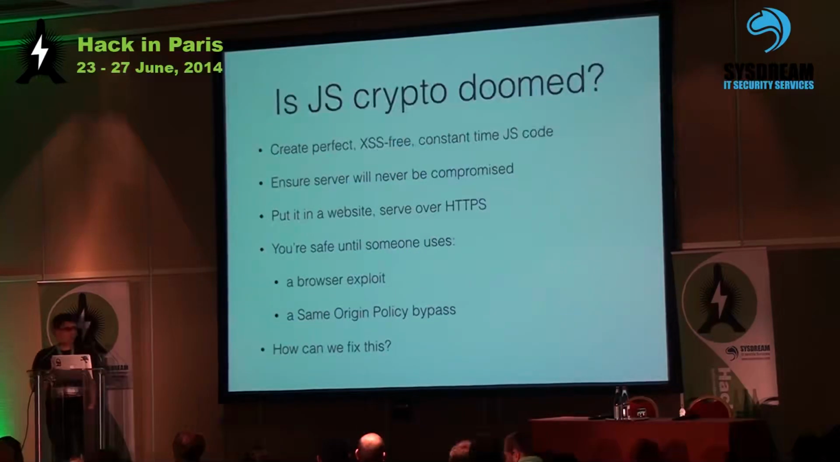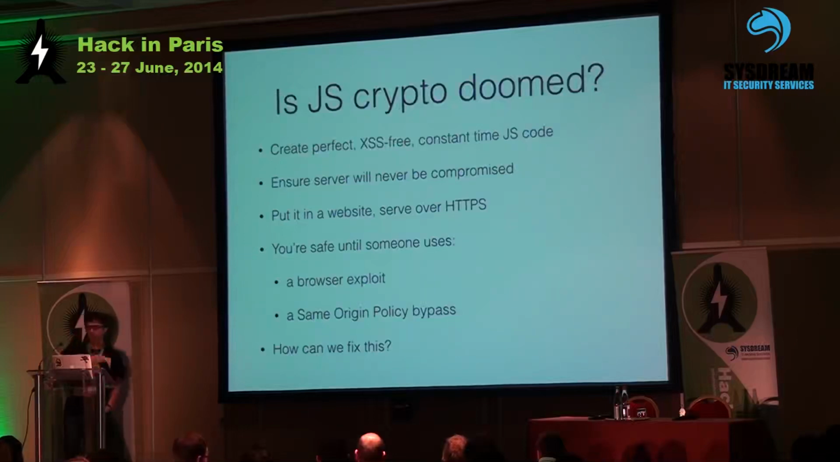So is JS crypto actually doomed? Shall we never look at it? Because you create a perfect, access-free JS application. It's constant time, there are no side channels at all. You ensure that your server will never get compromised, and you also earn the trust of your users that you don't backdoor your code. You put this in a website, have perfect forward secrecy, the NSA never gets your keys, whatever, you serve it over HTTPS with an absurdly large symmetric key size, and you're safe until anyone just triggers a browser exploit in a separate tab, right? Or finds a same origin policy bypass.